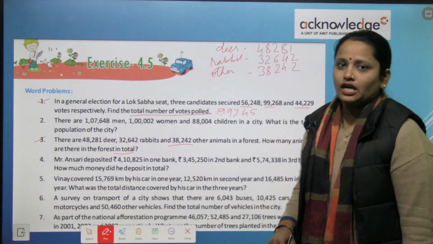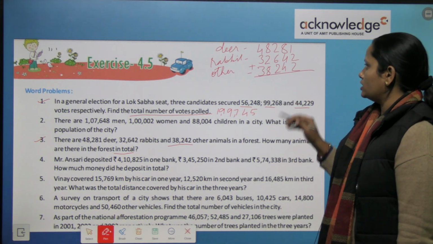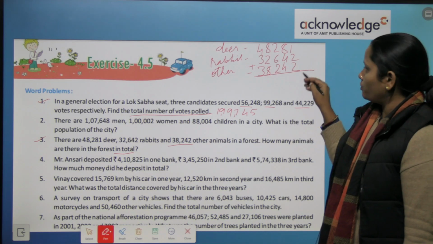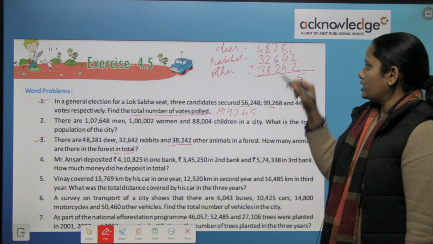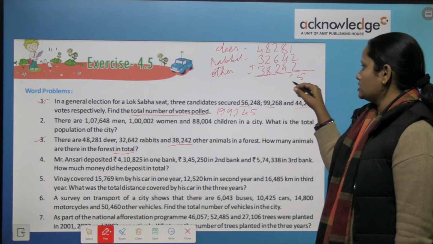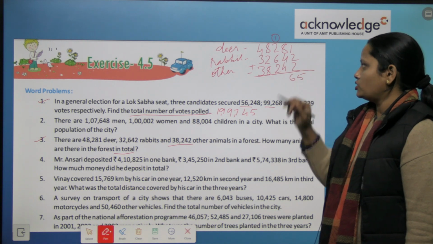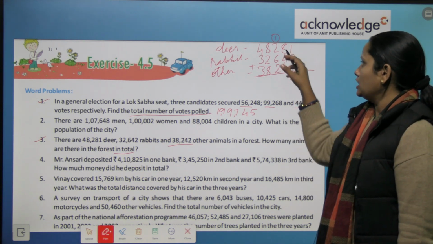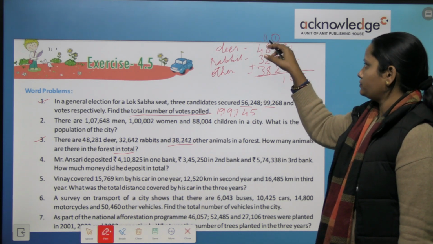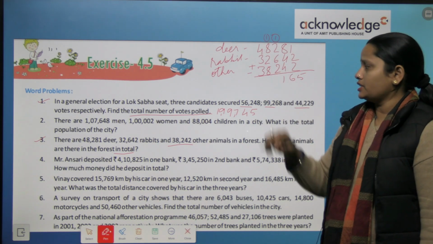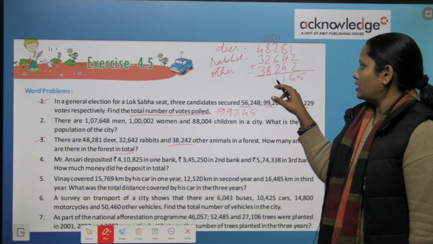So here it's asking about the total number of animals. So what we have to do? We have to add all these. So 2 plus 2 is 4. 4 plus 1 is 5. 4 plus 4 is 8. And 8 plus 8 is 16. Next, 6 plus 2 is 8. And 8 plus 2 is 10. 10 plus 1 is 11. Next, 8 plus 8 is 16. 16, 17, 18 and 19.